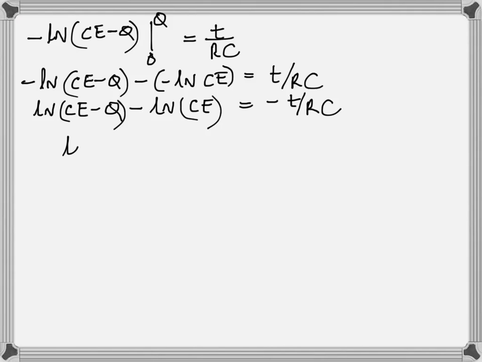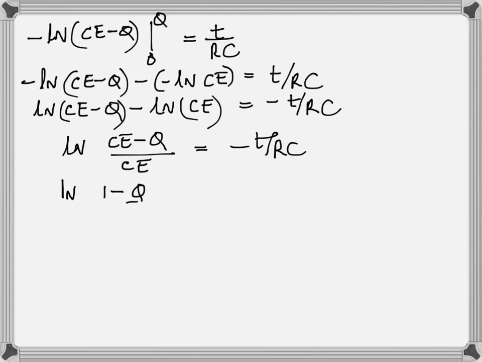Now you of course know that log A minus log B can be written as log A divided by B. So that's the next step. So you can write that as natural log CE minus Q divided by CE is equal to minus T by RC. And then I just divided CE by CE to get 1. 1 minus Q by CE is minus T by RC.